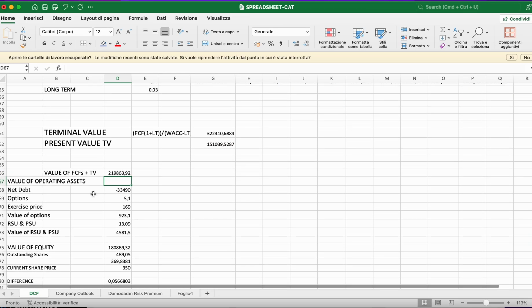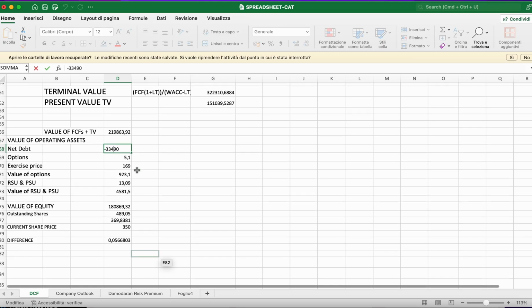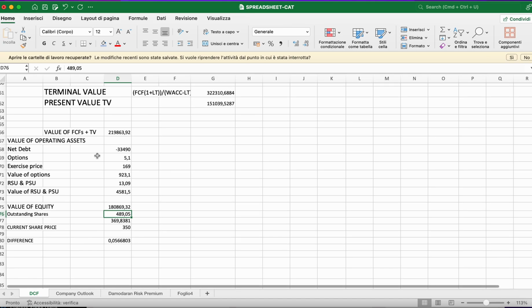So here they are. Next, we have the debt. This is a net positive position because... no, actually it is a negative position because Caterpillar has some debt, and then we subtract the other things that could dilute our position, such as options given to the management, to the employees, and so on.